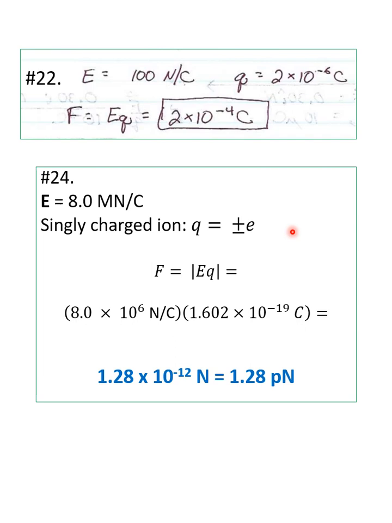We don't really know based on what the question says, but that's okay because we're really looking for the magnitude of the force. So we'll use the equation that force equals electric field times charge. I've used the absolute value sign because all we're caring about is the magnitude, not the direction. So the electric field is 8 times 10 to the 6 newtons per coulomb. The charge is 1.602 times 10 to the negative 19 coulombs, that elementary charge. And we get 1.28 times 10 to the negative 12 newtons, which is 1.28 piconewtons. And a piconewton, that's a very, very small force on the human scale, but for a single ion, it's quite an effective force.